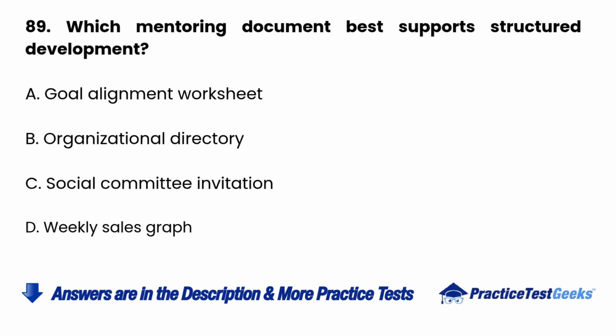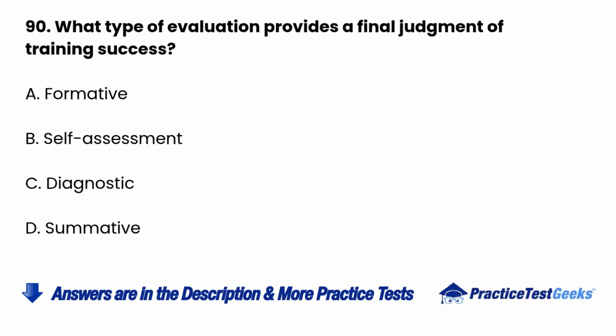89. Which mentoring document best supports structured development? A. Goal alignment worksheet. B. Organizational directory. C. Social committee invitation. D. Weekly sales graph.